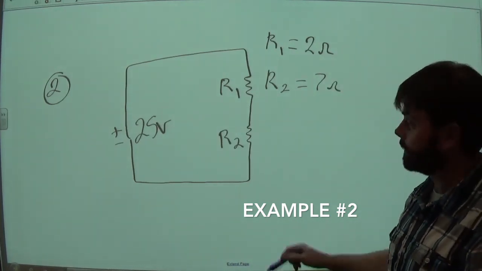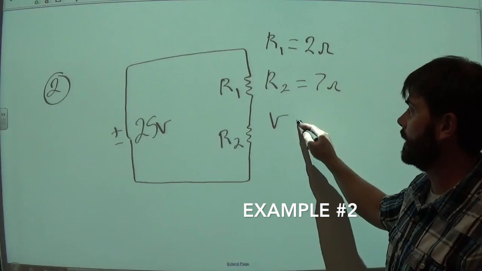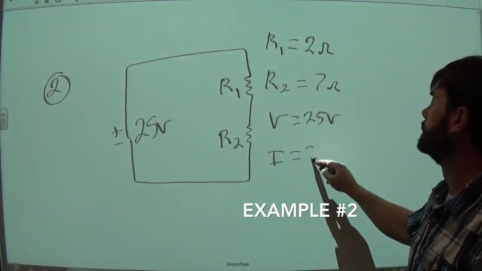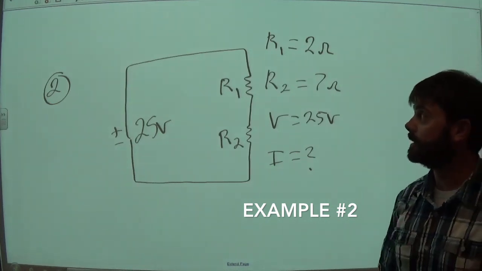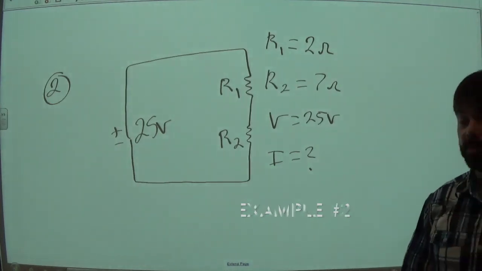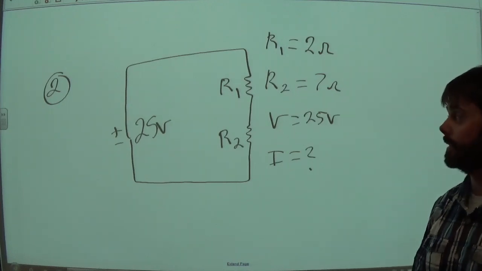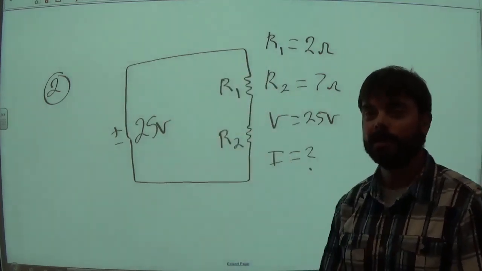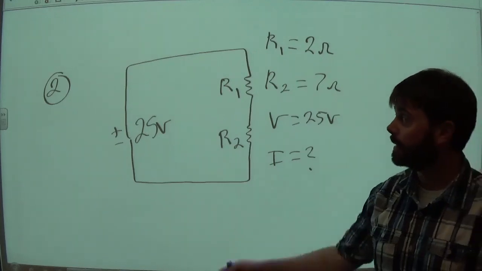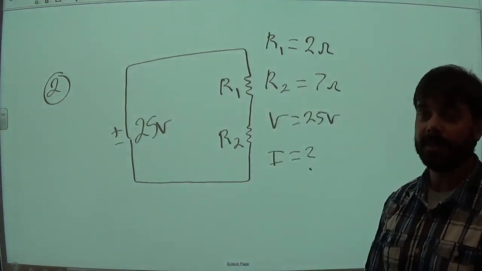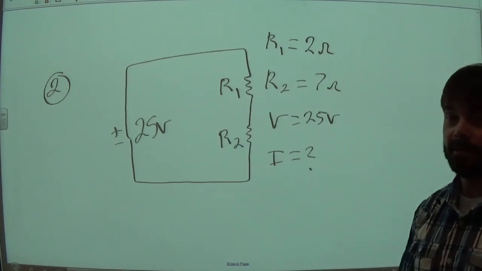Then we need to try to figure out, based on the voltage that we have here, 25 volts, what the current is. So our equation, I equals V over R, will still work, but we have to do something with the resistances first. If you want to find the total flow going through here, we need to know the total resistance.